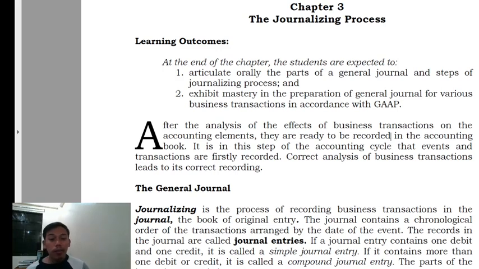Now, let's go back to our workbook, the general journal. What is that general journal? So first, we define journalizing. Journalizing is the process of recording business transactions in what we call as the journal, the book of original entry. So, kapag nagre-record tayo in the journal, that is called journalizing. Kaya, journalizing is a process. At saan nire-record? Sa tinatawag natin na journal. And it's called the book of original entry.